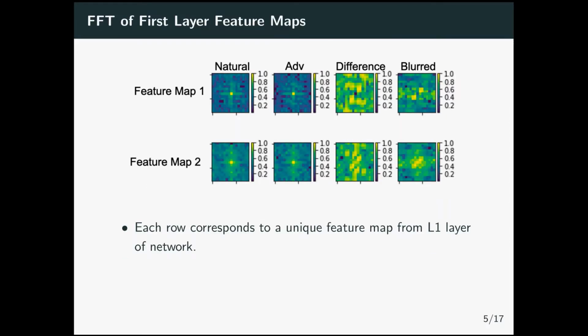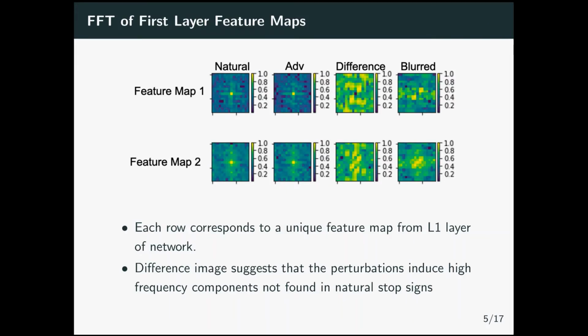But if we analyze the feature maps after we pass these images through the neural network, perhaps we can see a different perspective. Here are a set of unique feature maps taken after the first convolution of the network. The first column corresponds to the stop sign with no stickers, the second one with the sticker. The third is a difference between the natural and adversarial feature map. And the fourth is a 5x5 blur kernel applied to this difference image. The difference image suggests that the perturbations induce high frequency components that are not found in natural stop signs.